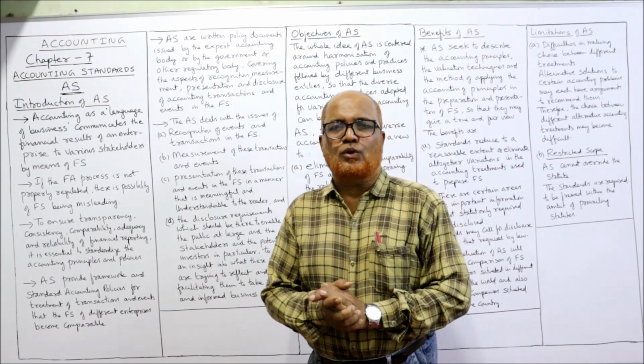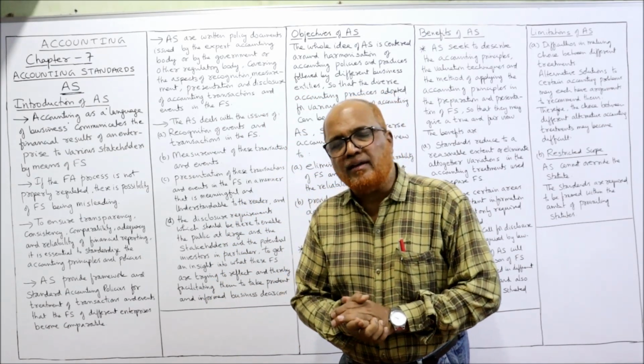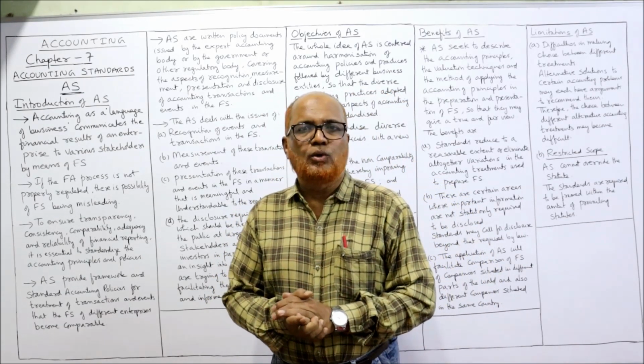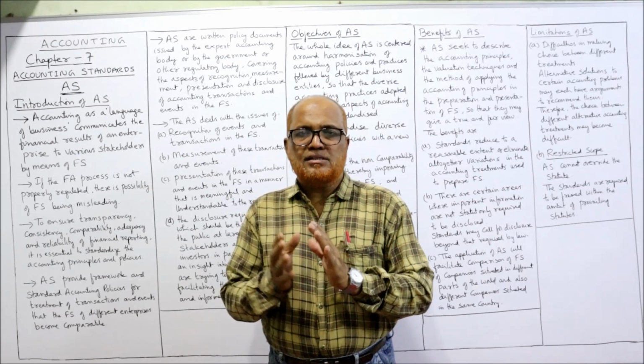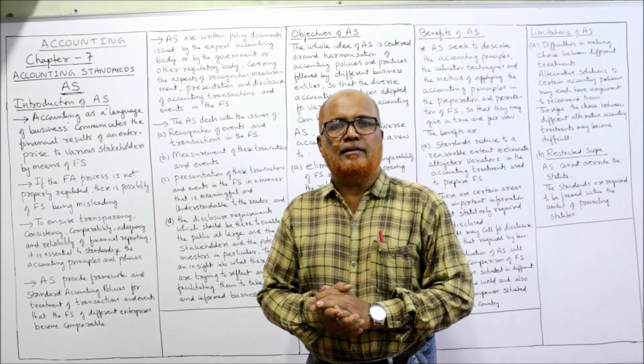I'm Hasham Ali Khan. So far, 6 chapters I have completed. This is the last and final chapter, chapter number 7 in unit 1. So in this chapter 7, I'm going to explain you about accounting standards.